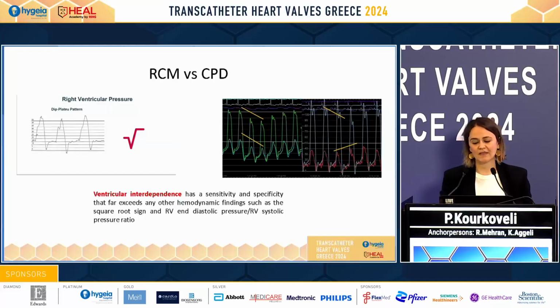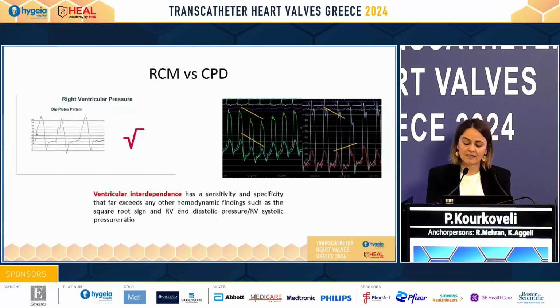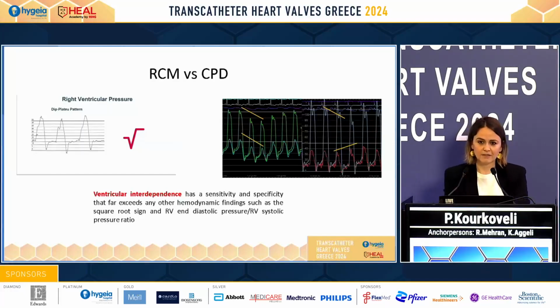So the most important thing when assessing these patients with heart failure and tricuspid regurgitation is to find the right diagnosis, because the right diagnosis will give us the right treatment. When it comes to restriction and constriction, this is, as you can imagine, very important, because not all patients, for example restrictive cardiomyopathy, can have transcatheter intervention treatment.